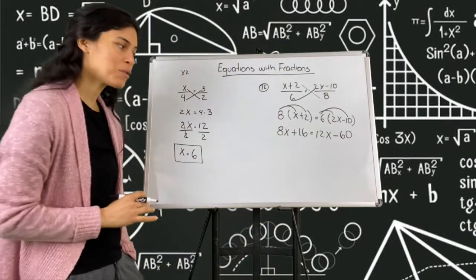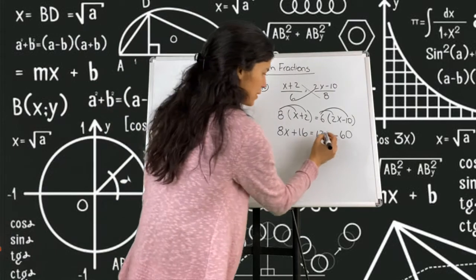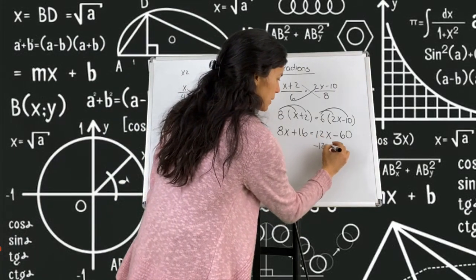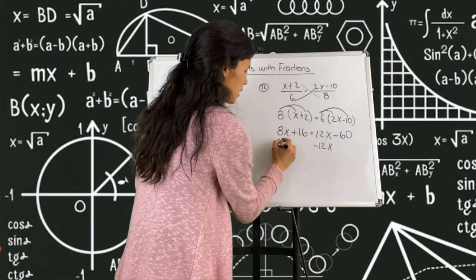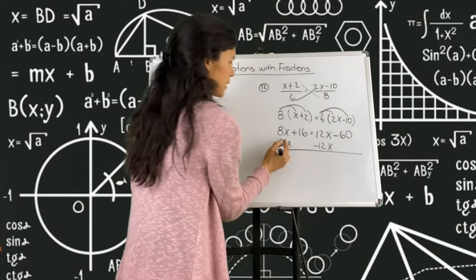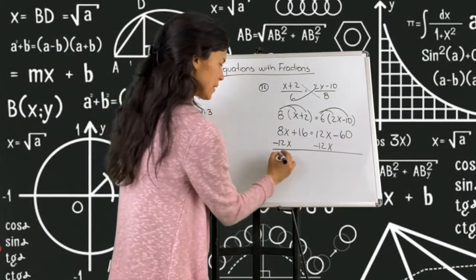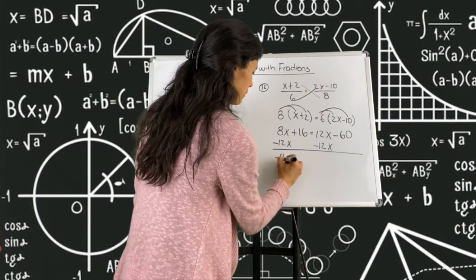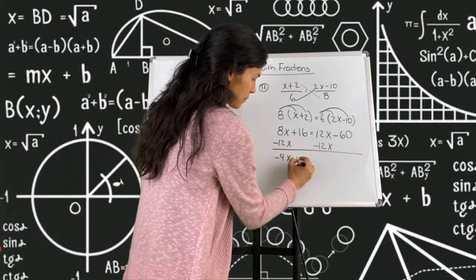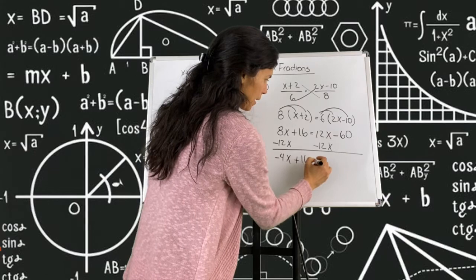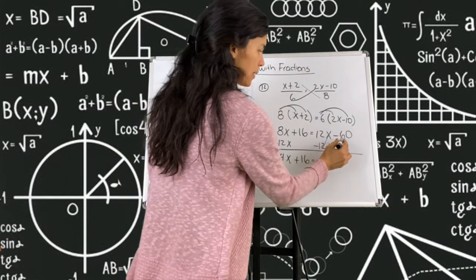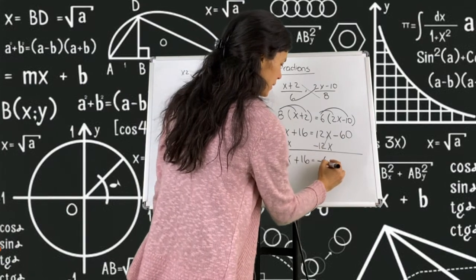Now let's move variables to one side. So let's take away this 12x by subtracting them, doing the opposite on both sides. So 8x minus 12x gives me negative 4x. Let's bring down the 16. It's a plus 16. And this is equal. These x's have cancelled each other, and I am left with a negative 60.